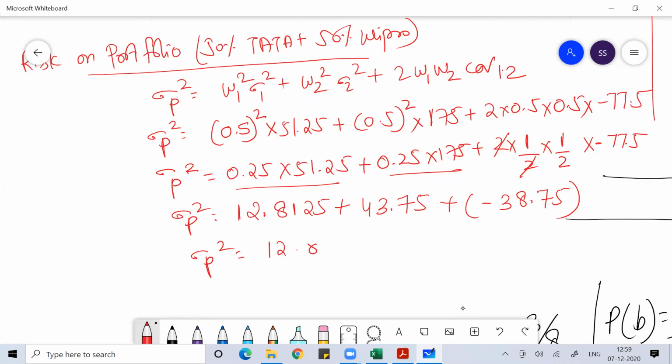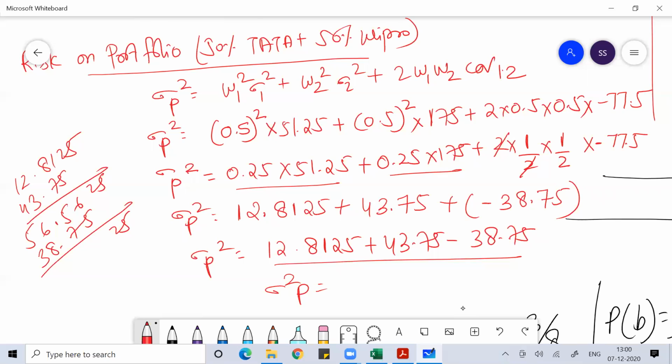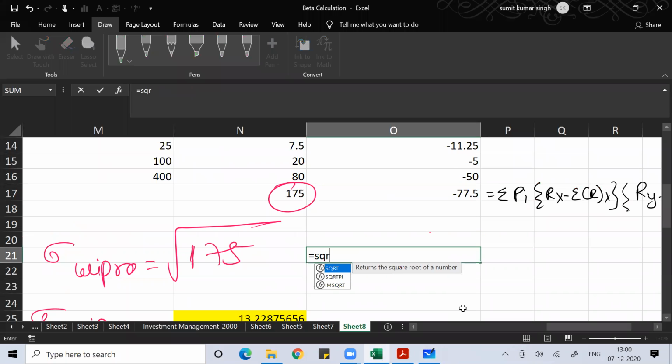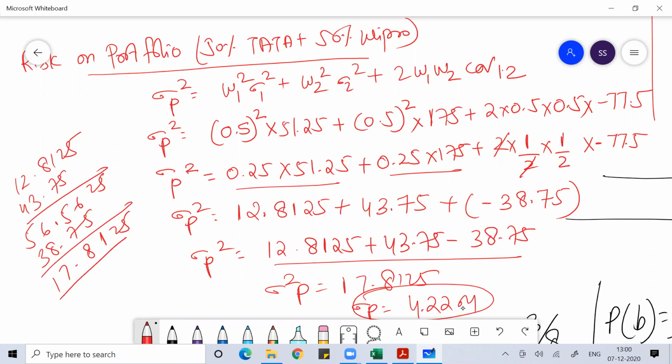So the variance of the portfolio: 12.8125 plus 43.75 minus 38.75. Use a calculator to find this value. 12.8125 plus 43.75 is 56.5625, minus 38.75 gives 17.8125. So I can find the standard deviation of the portfolio as the square root of this, 17.8125. The square root is 4.2204. So this is the standard deviation of the portfolio.